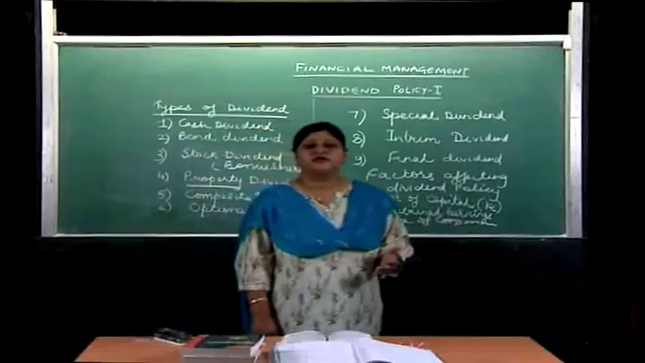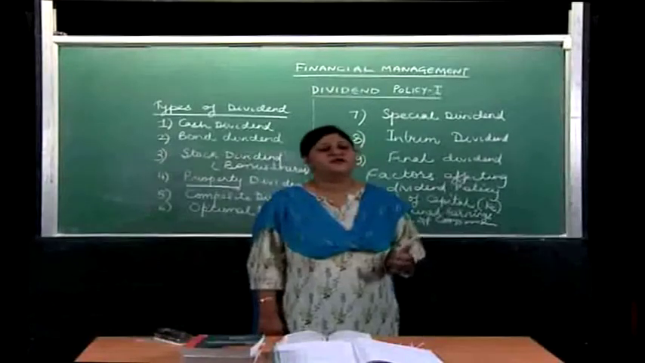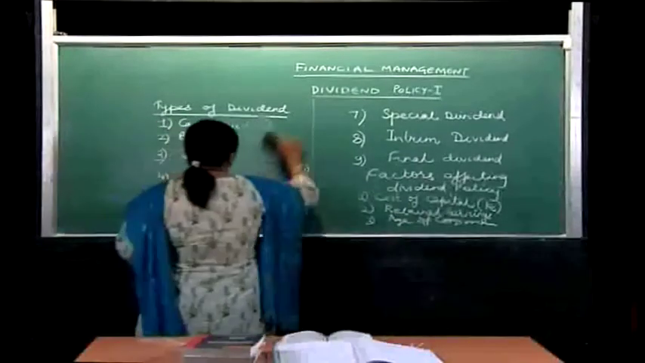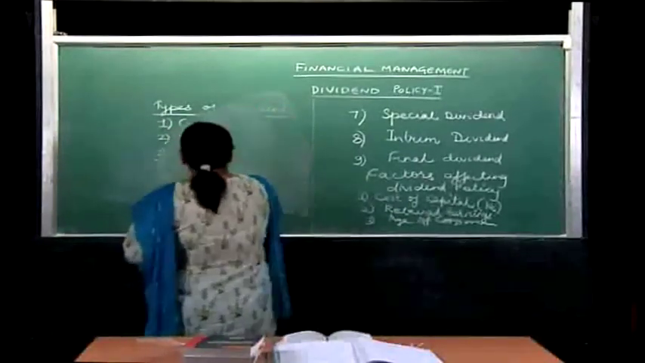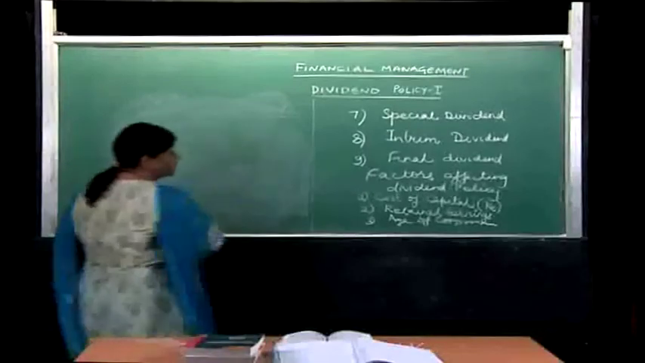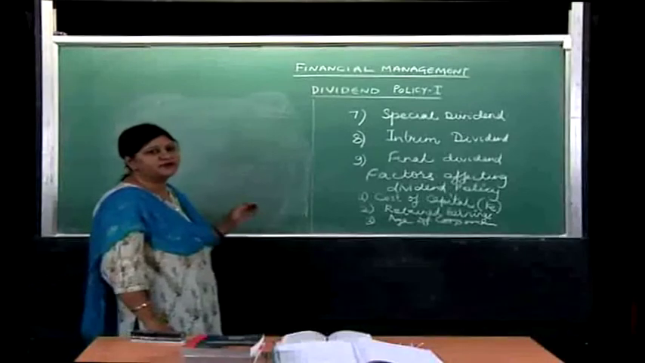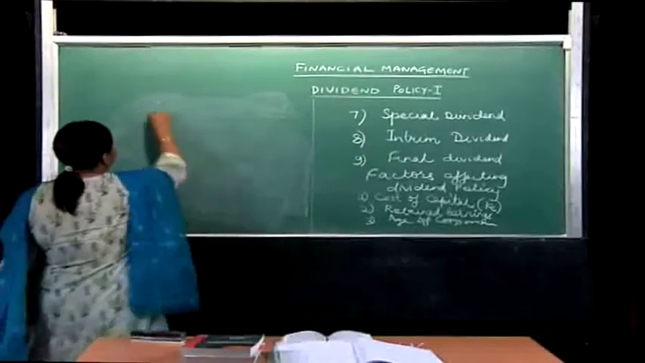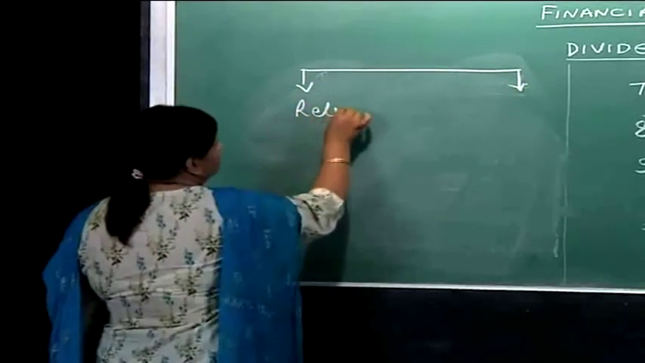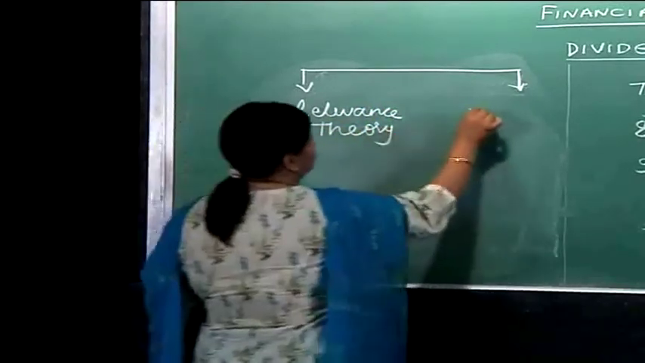Now we are going to learn certain models which are very important to assess the value of the firm in relation to the dividend policy. Among them, the primary ones are given by Walter and Gordon. They are of the view that the dividend policy does affect the market price of the share, while another school of thought is that dividend payment is not going to affect the market price of the share. So we have divided this theory into two parts: relevance theory and irrelevance theory.